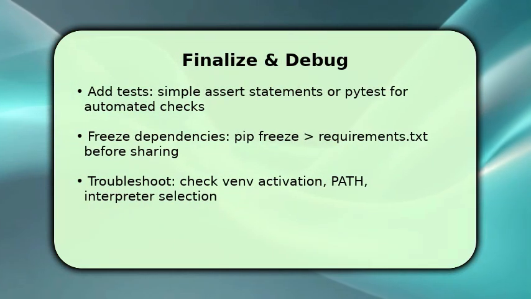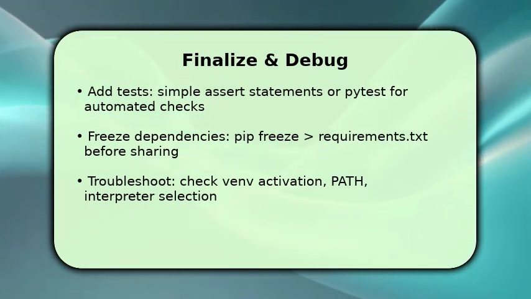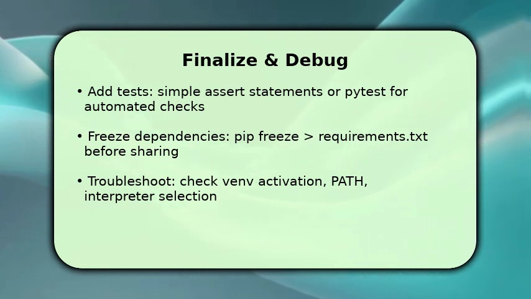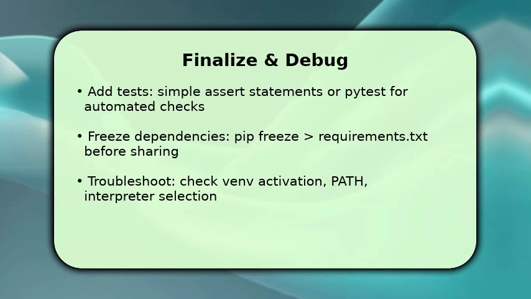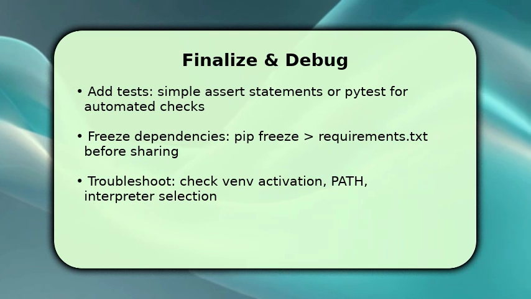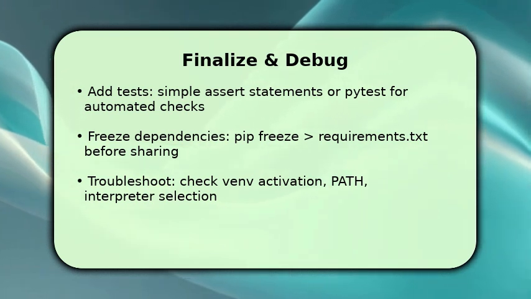Finish by making your work reproducible and resilient. Write a few simple tests using assert or pytest to lock expected behavior. Once they pass, you'll be confident to refactor. Record exact dependencies with pip freeze > requirements.txt so others can recreate your environment.